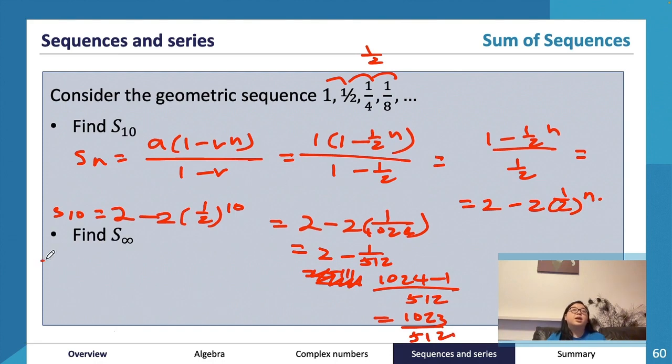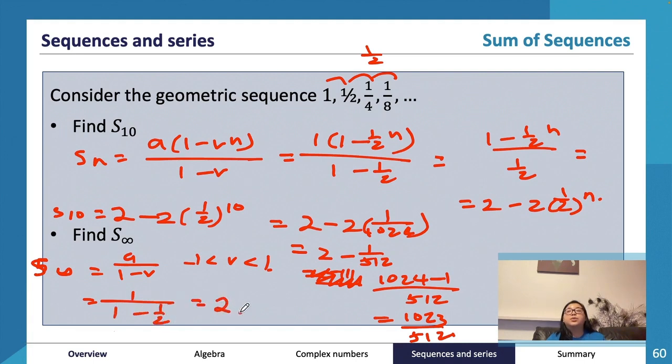Cool. Okay, and then S infinity. S infinity is just equivalent to a over 1 minus r, and we can see that because r is a half, it's between negative 1 and 1, so it's a fraction. So therefore we'll have here a, so 1 over 1 minus r, 1 minus a half. So our ultimate goal is to get to 2 essentially, which you can see this is already pretty close. But it'll get closer and closer and it'll probably never reach it.